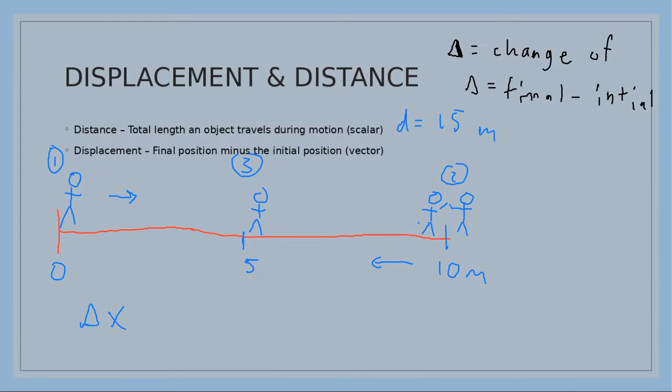So the final position was 5, the initial position is 0. So the displacement is 5 meters. Cool, got that out of the way. Now we kind of know the difference between distance and displacement. Displacement is just the final position minus the initial position, which is different from the distance, which is going to be your total length traveled in the motion. All right, that's not bad.